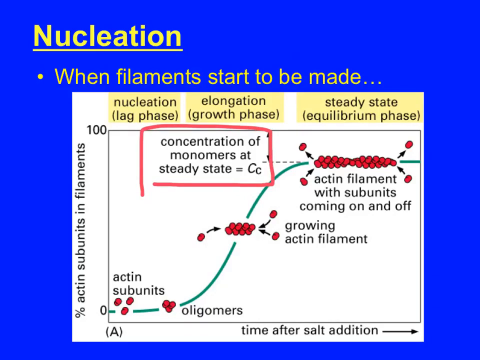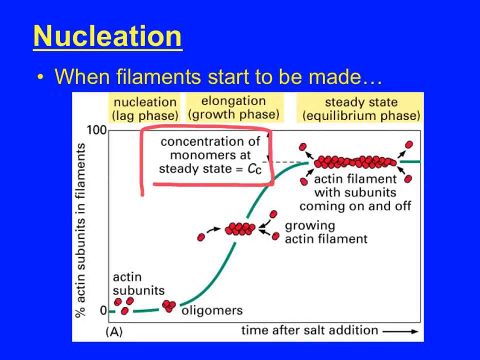The CC is called the critical concentration. At some concentration, you're going to be at steady state where the filament isn't getting any longer or any shorter. You might be adding and removing: add one here and remove one here, add one here, remove one here. So it's not getting any bigger. That's when we call it the critical concentration. It's the tipping point. Above that concentration, you're going to be adding. Below that concentration, you're going to be removing.